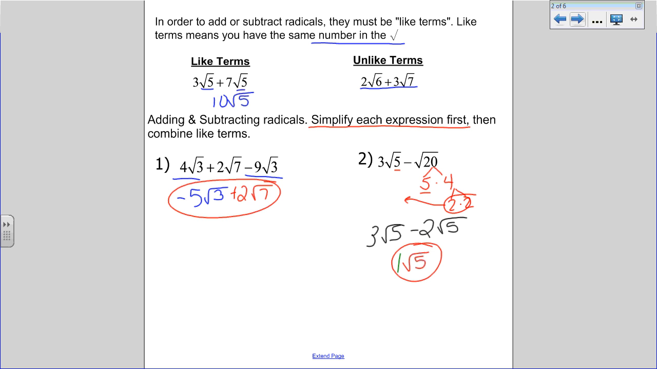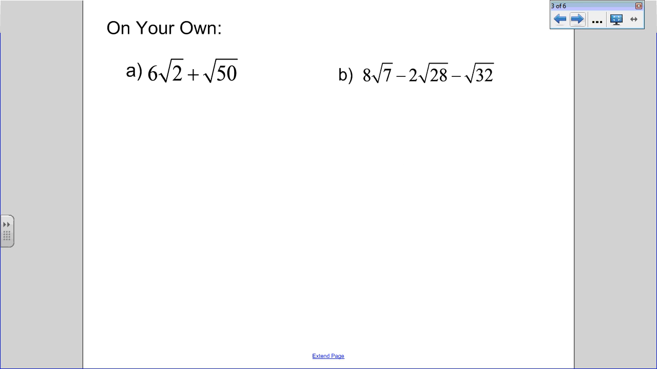But it's kind of like when we had x. x was the same as 1x. I didn't have to have it there. So it's the same with radicals. 1 square root of 5 is the same as square root of 5. All right? I believe the next 2 problems on your paper are on your own, so please get going on those.